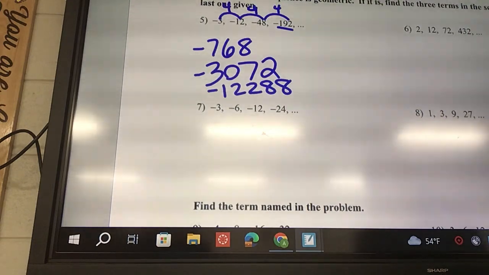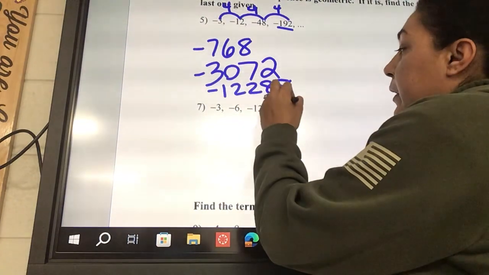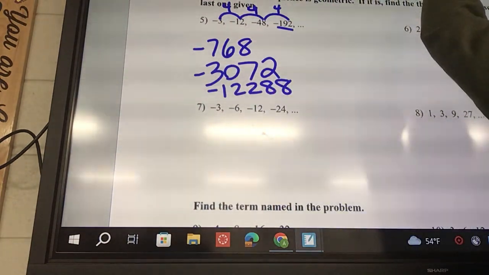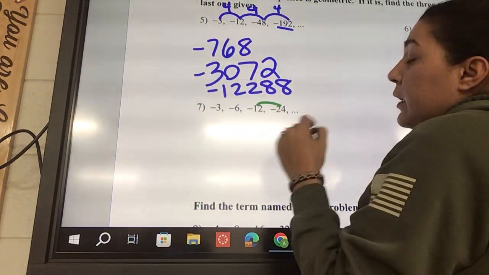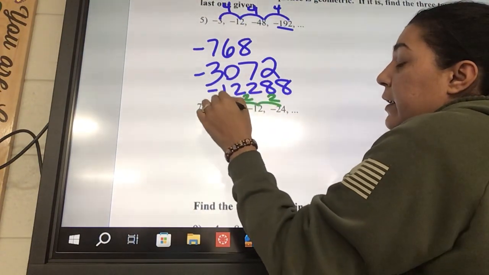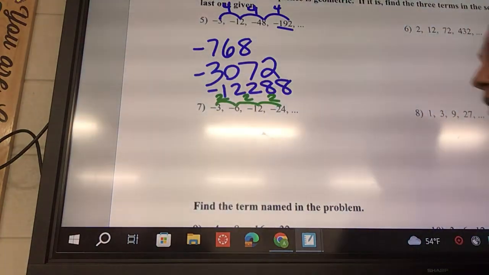Okay, so same thing for here. Negative 12 divided by negative 24. I'm going to change my color just because I wrote too big. Is going to be 2. Negative 12 divided by negative 6 is 2. And negative 6 divided by negative 3 is 2. So yes, this is geometric.